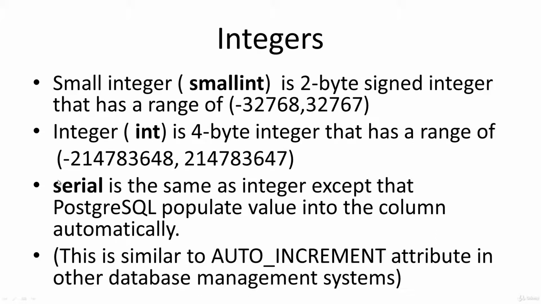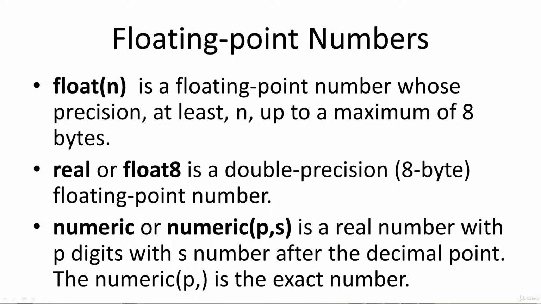And then the third integer type is serial. And serial is the same as integer except that PostgreSQL will automatically populate values into the column automatically. So basically what that means, it's kind of similar to something that is an auto increment attribute in some other database management systems, but it's just a way to keep a running tally where the integer is populated automatically. So it keeps incrementing depending how you define it. And we'll explore that later on.